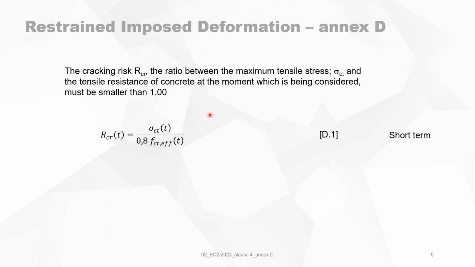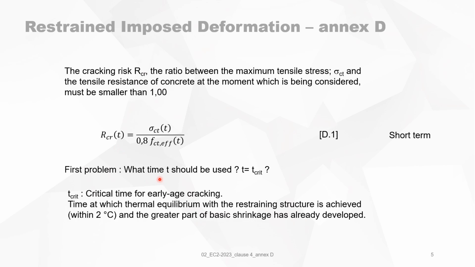This is a short-term approach, so it's short-term cracking. So let's say t is between 0 and 28 days. The first problem, of course, is what time t should be used. Maybe we should use t equals t critical, and t critical is the critical time for early age cracking. It's the time at which thermal equilibrium with the restraining structure is achieved within 2 degrees, and the greater part of basic shrinkage has already developed.